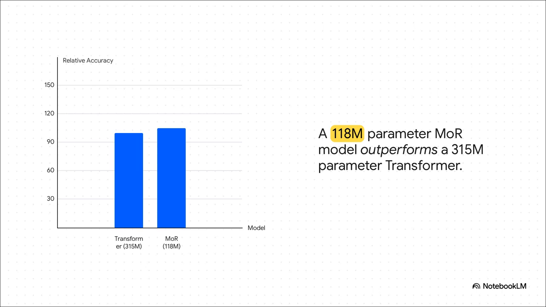The MoR model achieved better accuracy. I mean, let that sink in for a second. A model that is almost 3 times smaller performed better. And here's the kicker. They were both trained using the exact same amount of computational power. In the AI world, that is a huge, huge deal.